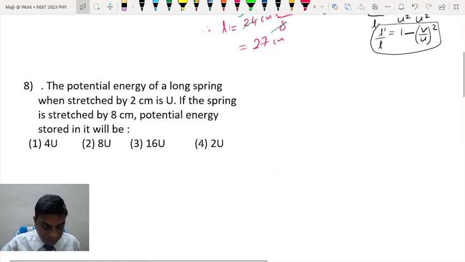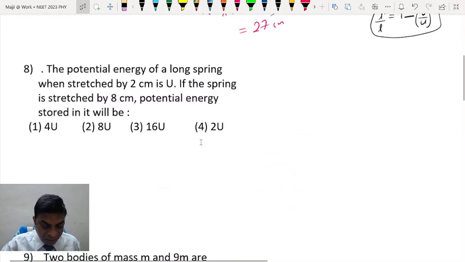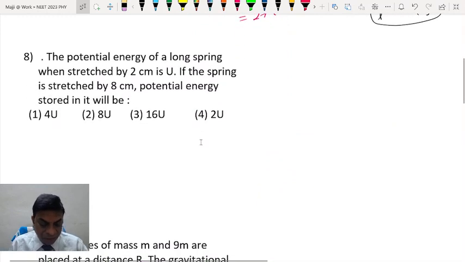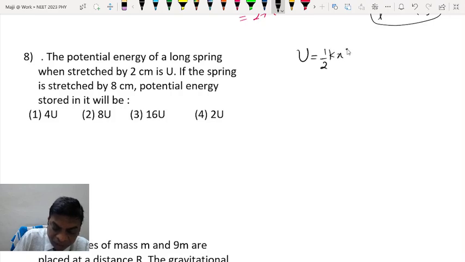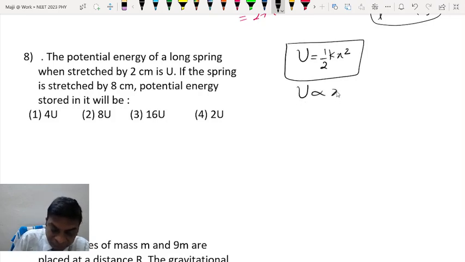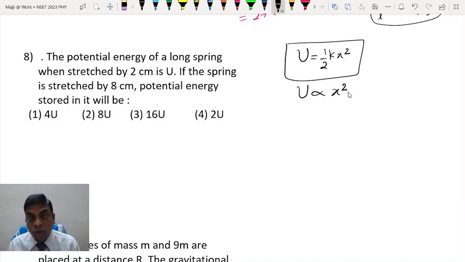Let us move to the next question. The potential energy of a spring when stretched by 2 cm is u. If the spring is stretched by 8 cm, what is the potential energy stored in it? Now students, we all know the elastic potential energy present in a compressed or stretched spring. As you can see, for the same spring, the stored potential energy is directly proportional to the square of the elongation or compression.